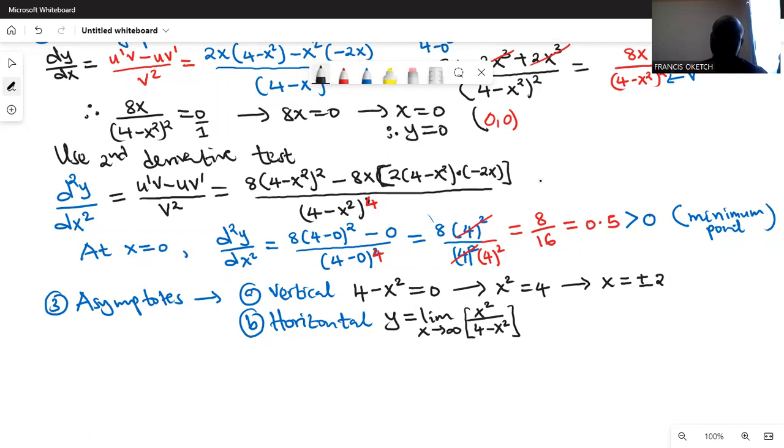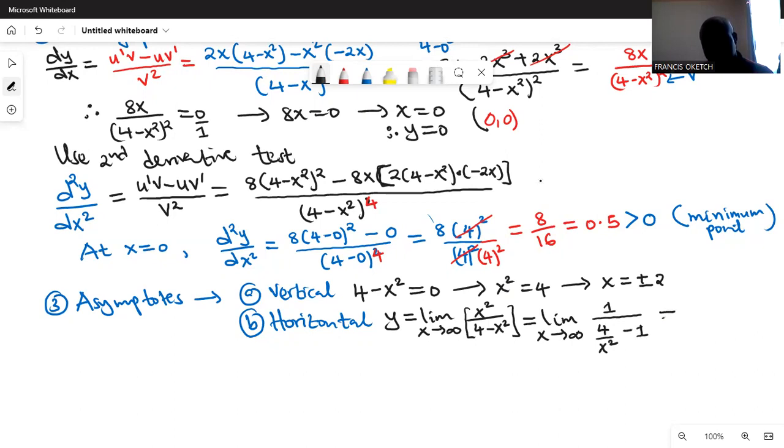Because this is a limit at infinity, divide the numerator and denominator by the highest power of x in the denominator. The highest power of x in the denominator here is x squared, so we are going to divide the numerator and denominator by x squared. In the numerator, x squared over x squared is 1, and 4 over x squared is simply 4 over x squared.